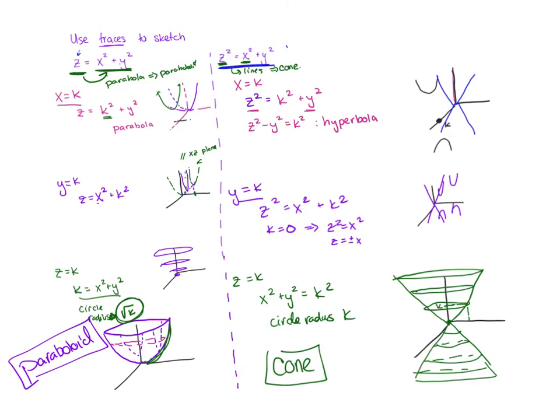I can also sometimes write this just as z equals the square root of x squared plus y squared, taking the square root of both sides. But because I don't have plus or minus, this is always going to be greater than or equal to 0. So that just gives me the top half of that cone. So that's the other thing that's related to this that we might see.